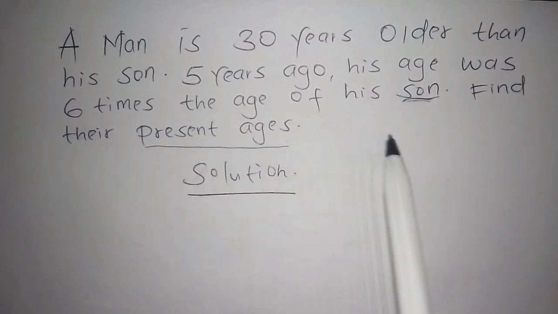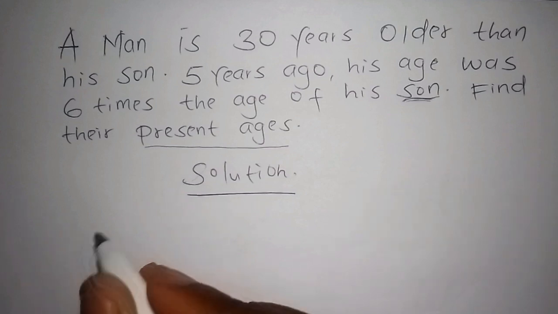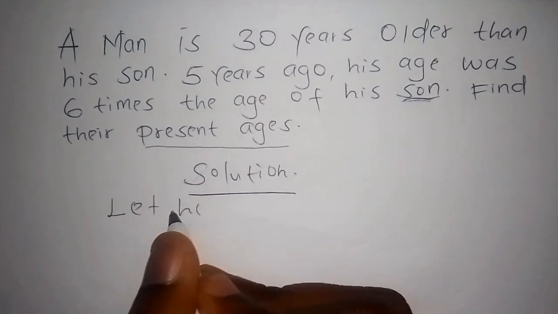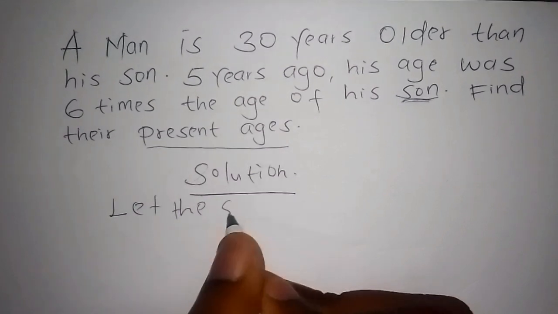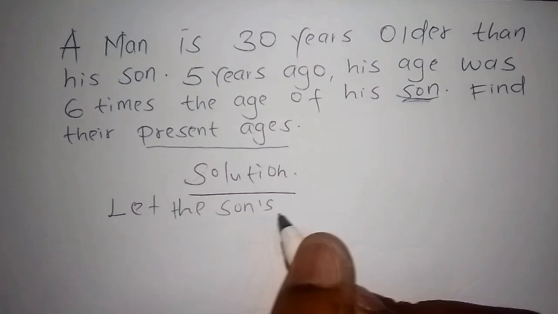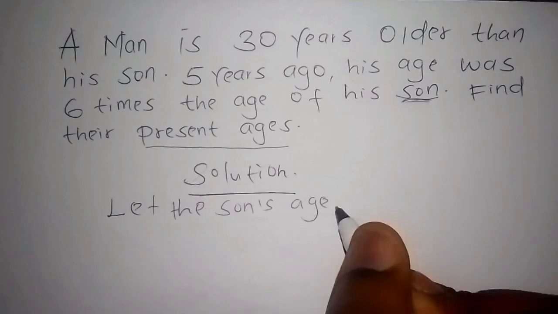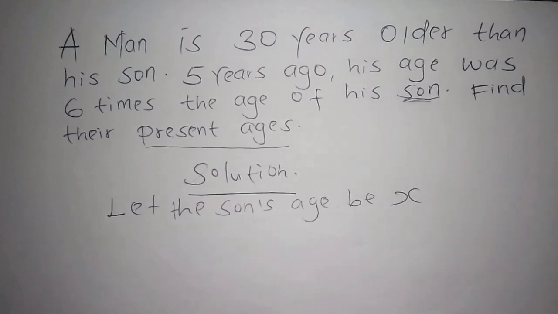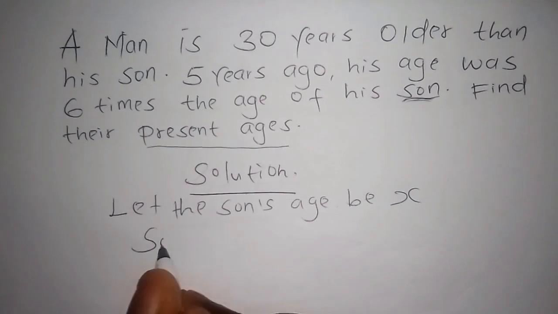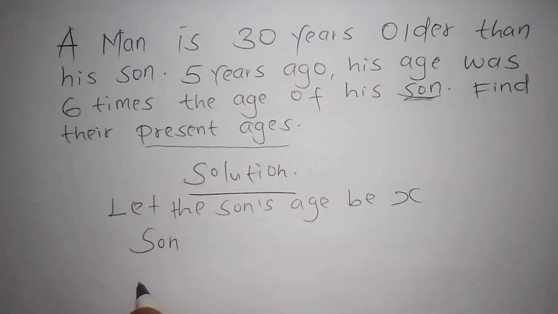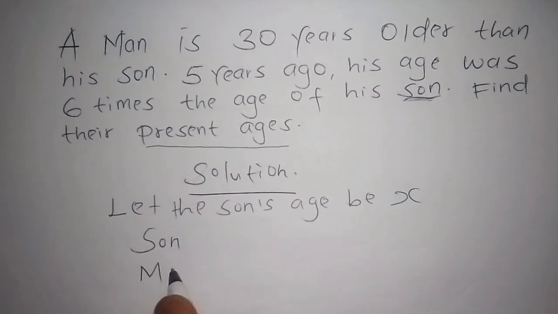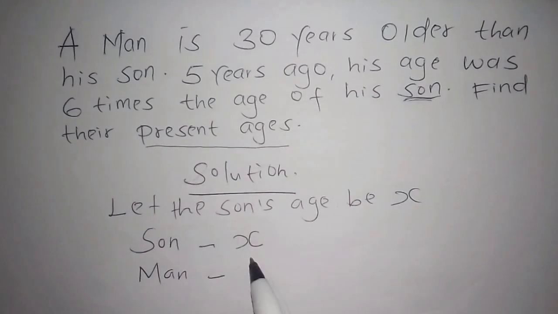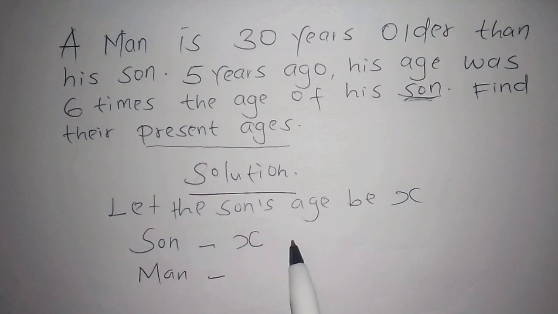We are not told the age of the son, so we shall let the son's age be x. So here we have the son, and we also have the man. The age of the son we already have: let it be x.